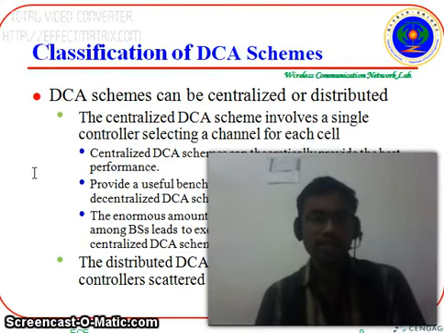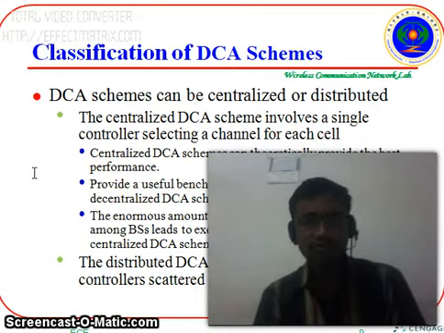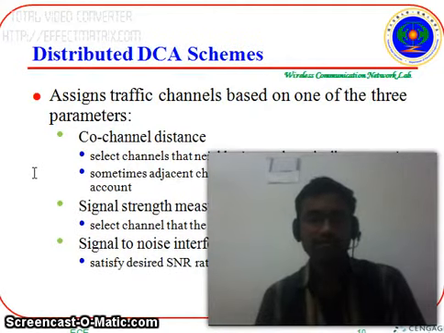Centralized DCA schemes can theoretically provide the best performance when compared to fixed channel allocation, and provide a useful benchmark to compare practical decentralized schemes. The distributed DCA scheme involves a number of controllers. Here the controllers are like MSCs. The controllers continuously monitor the channel allocation, scattered across the network.